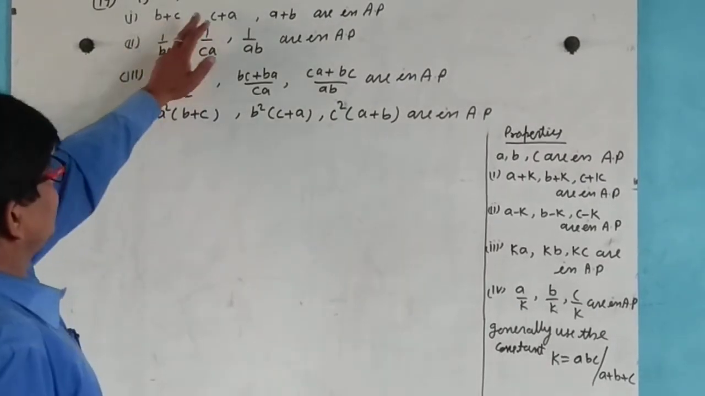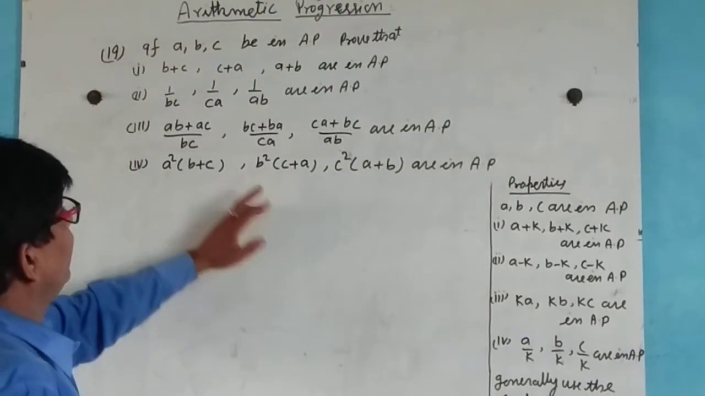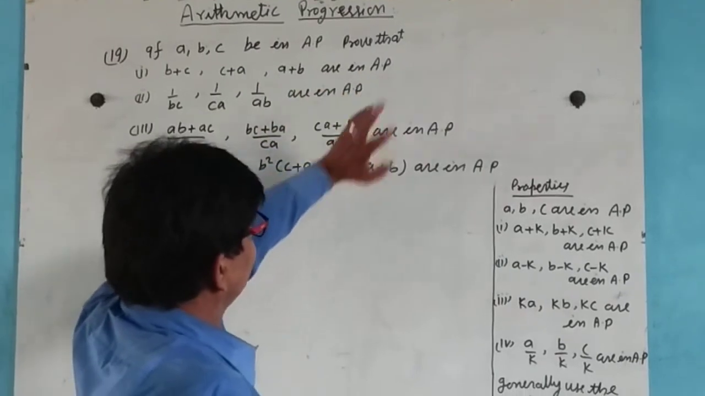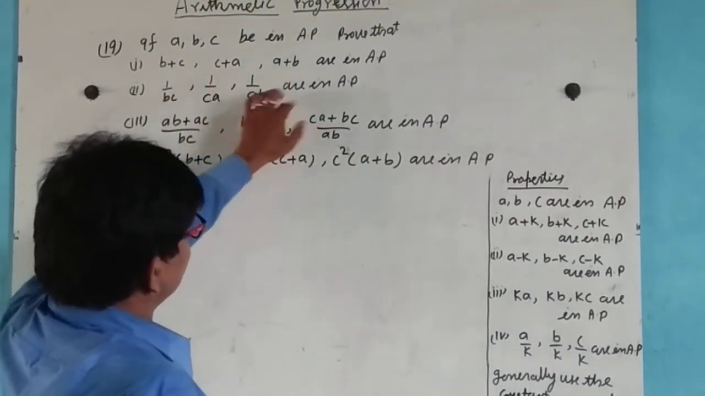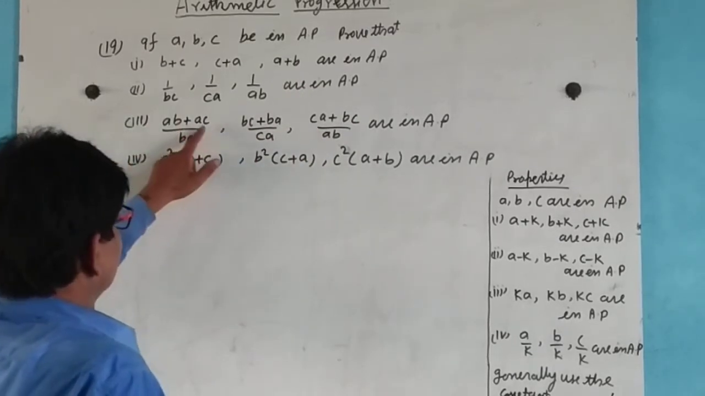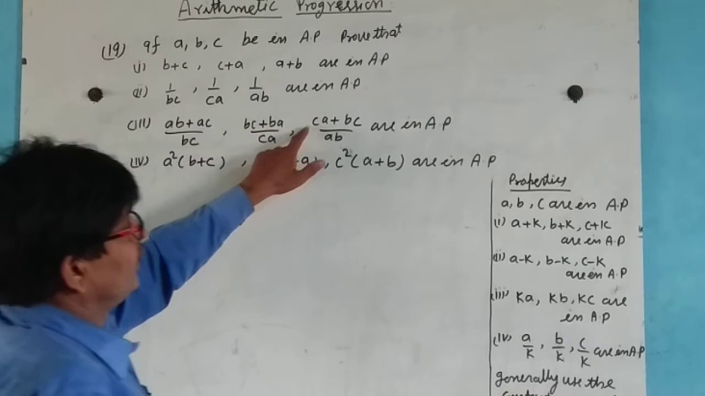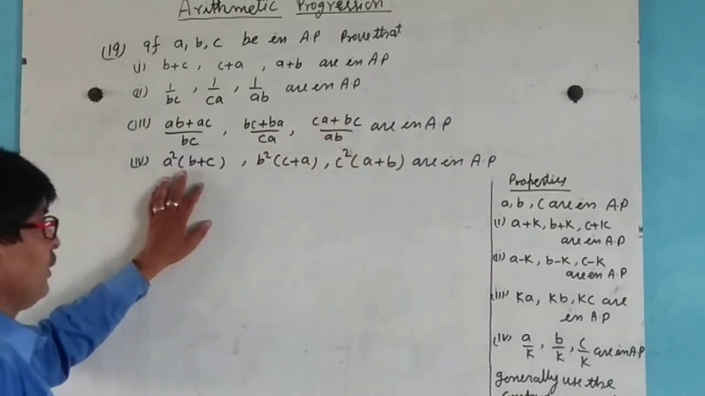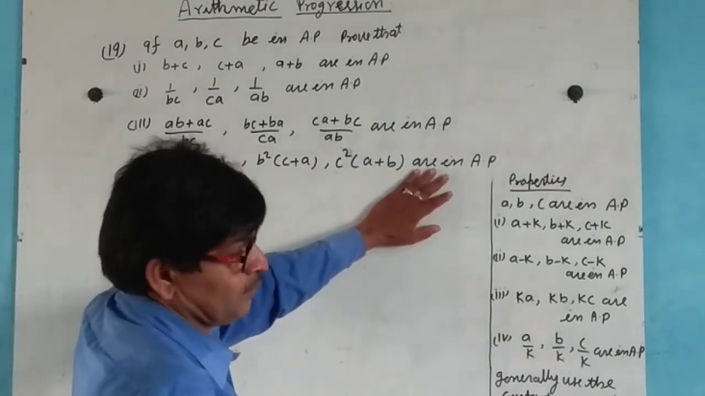If A, B, C are in AP, then prove that B plus C, C plus A, A plus B are in AP. 1 by BC, 1 by CA, 1 by AB are in AP. AB plus AC by BC, BC plus BA by CA, CA plus BC by AB are in AP. A square B plus C, B square C plus A, C square A plus B are in AP.